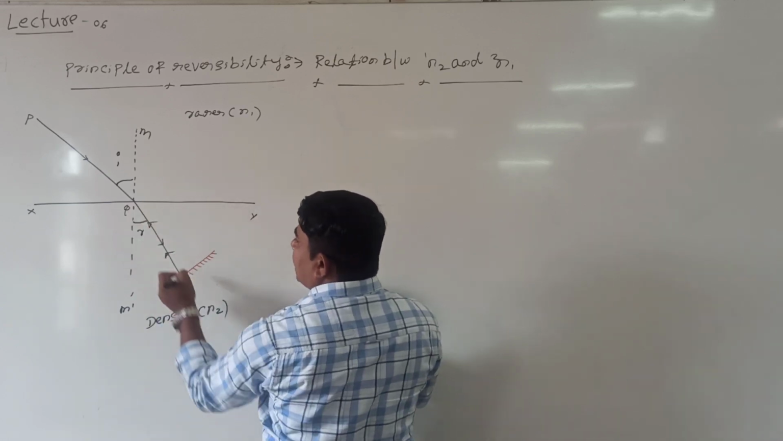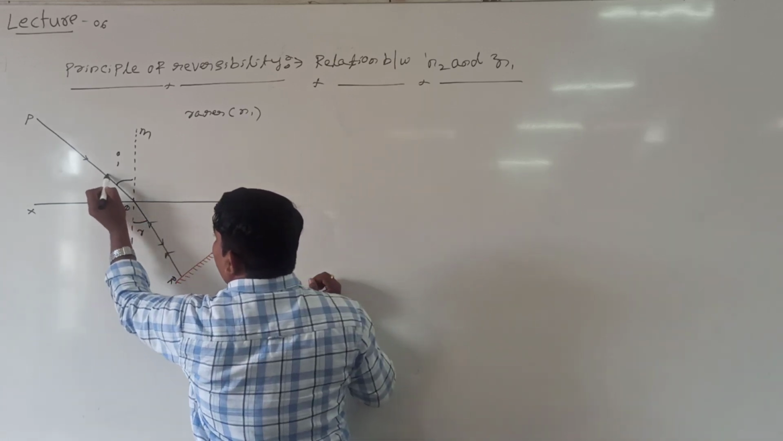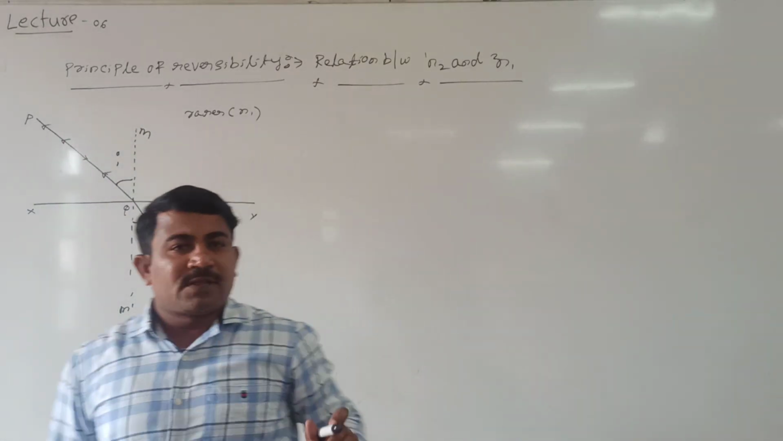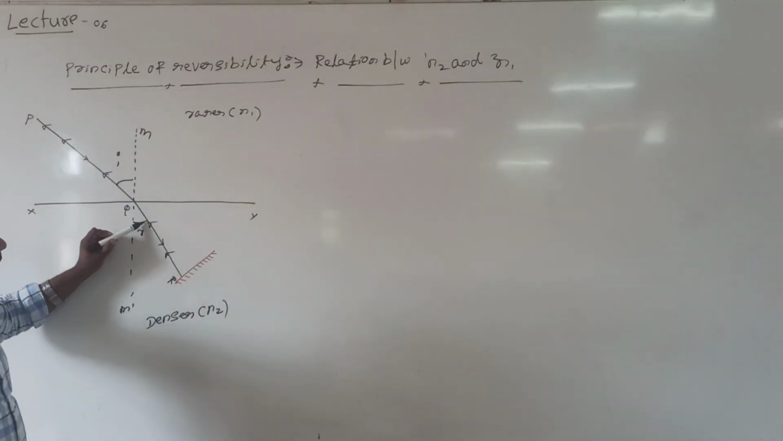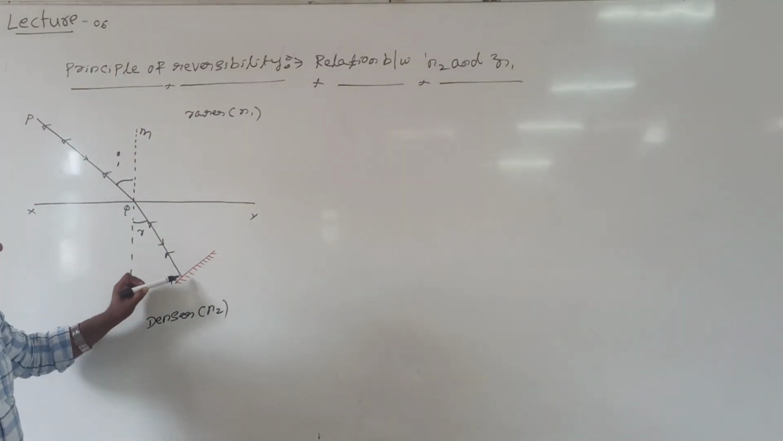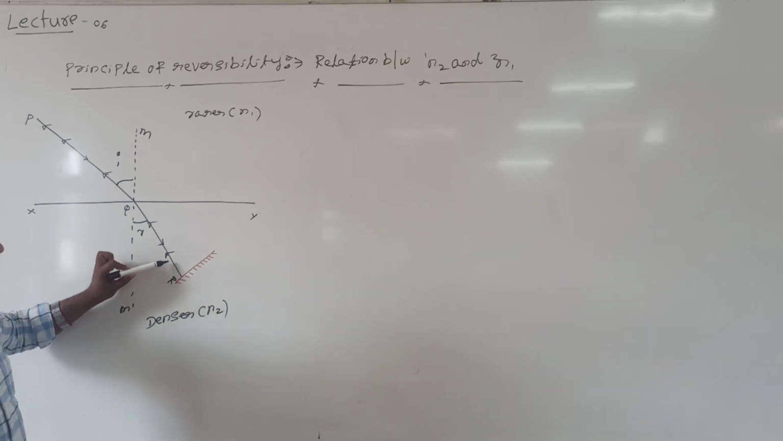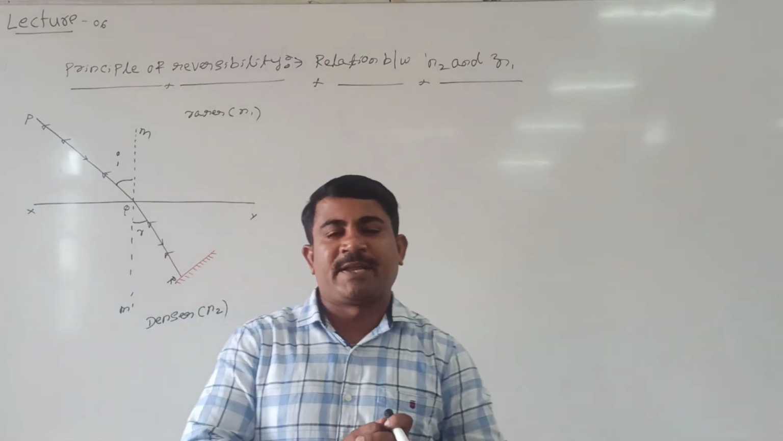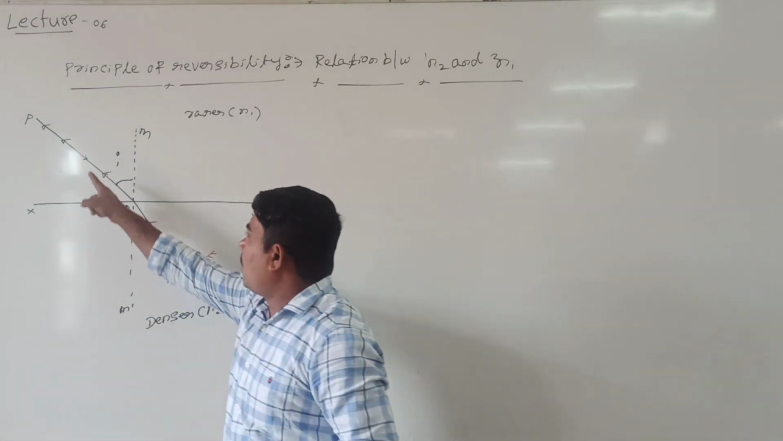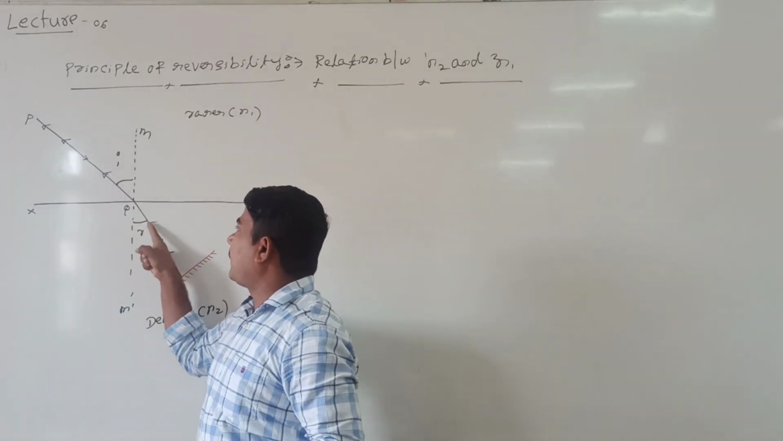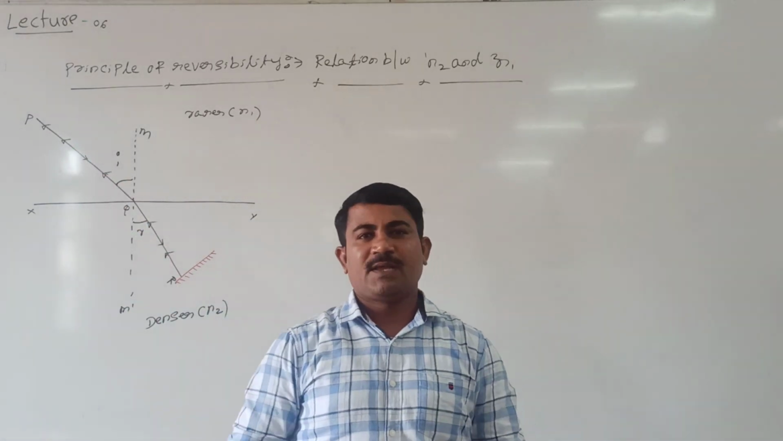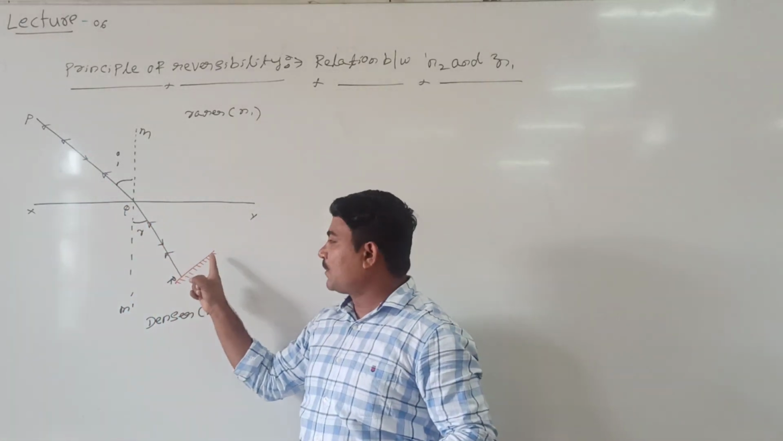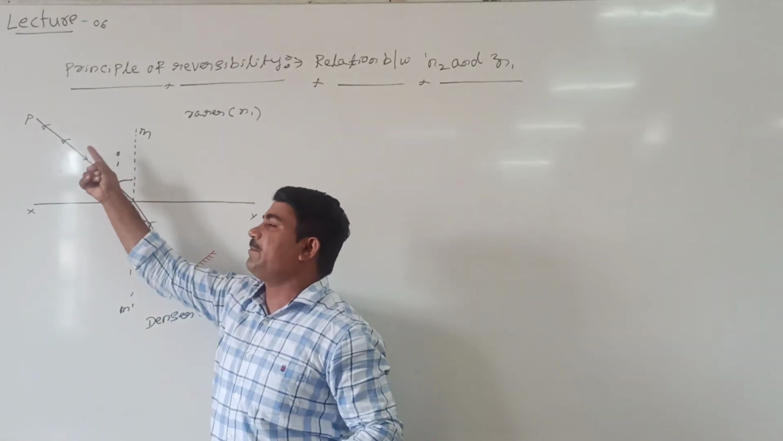After incidence, it gets reflected like this and goes back in the same path. The ray of light incident at point Q gets refracted along the direction of QR, and at point R a plane mirror is placed so that this light can bounce back in the same medium. Here is the principle of reversibility. The ray of light incident gets refracted along the direction of QR. After incidence on the plane mirror, it gets reflected back.